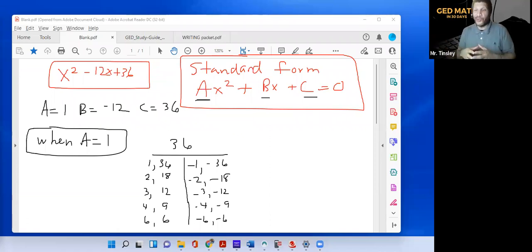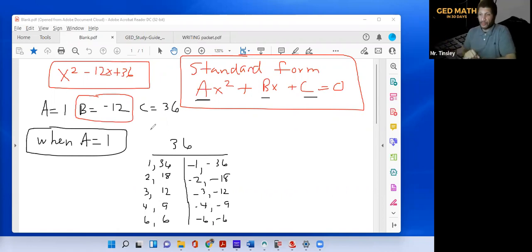Now, what I'm going to tell you is on the GED, they're not going to give you 36. They're not going to give you 48. They're not going to give you 96. They're going to give you a nice small number. So if you're able to do these quickly and understand it, and again, we can use that worksheet to practice, when they tell you to factor a quadratic equation, you'll be ready to go. Watch this. Now, B is -12.